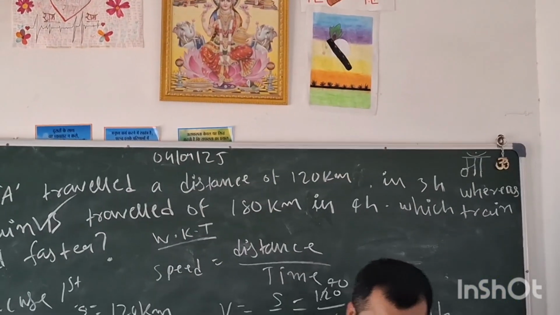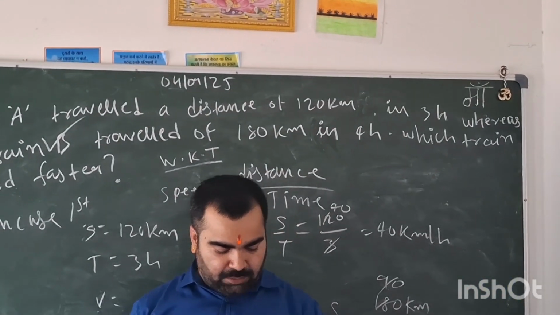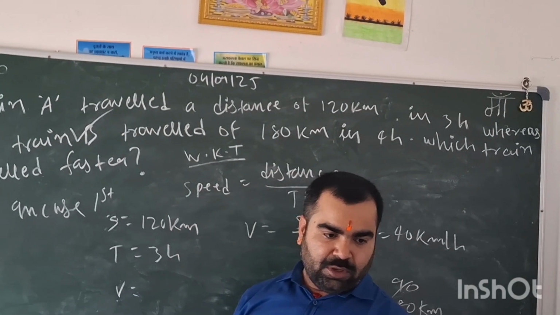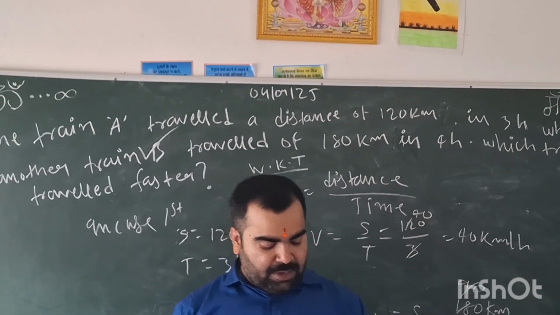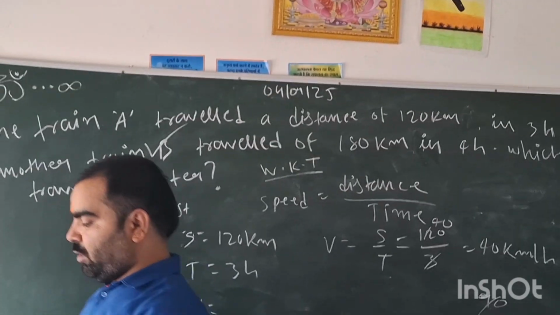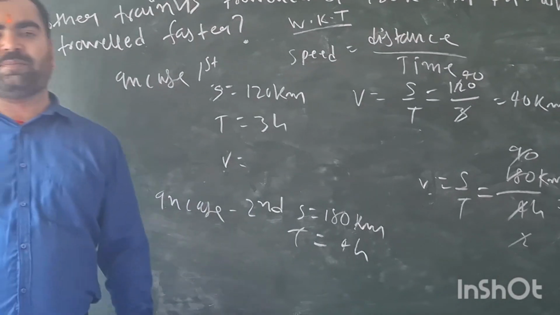So what is your answer? What did you get? 45 kilometers per hour. So your answer is the same. You can check it out. Okay, now the third question I have given to you. Third question, let me wipe it.